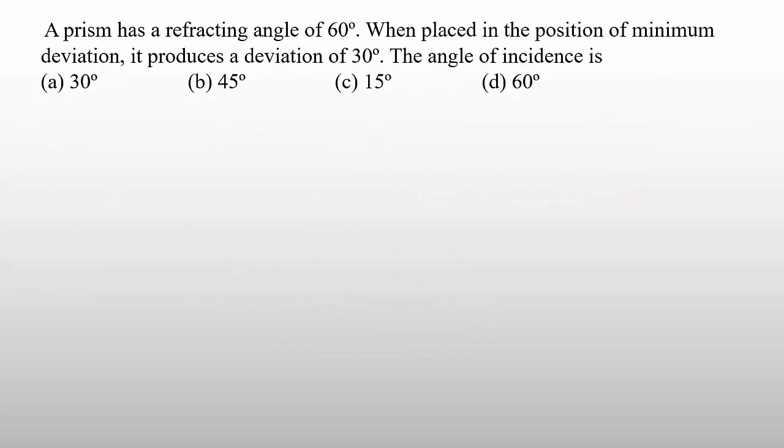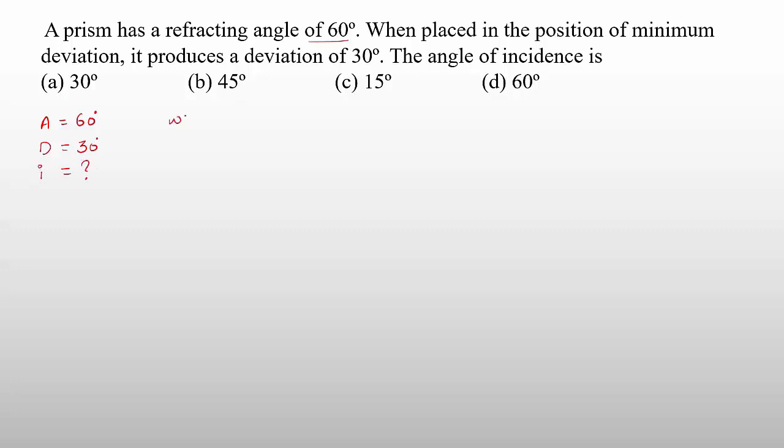A prism has a refracting angle of 60 degree. When placed in the position of minimum deviation, it produces a deviation of 30 degree. Then angle of incidence is, see here, a prism has a refracting angle of 60 degree. Refracting angle means that is angle of prism A equal to 60 degree. When it is placed at a minimum deviation, minimum deviation means that is D value is given 30 degree. So we want angle of incidence, that is I.